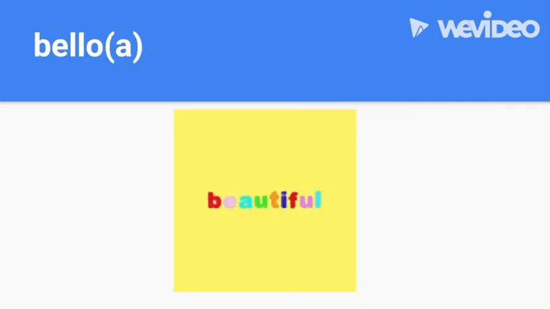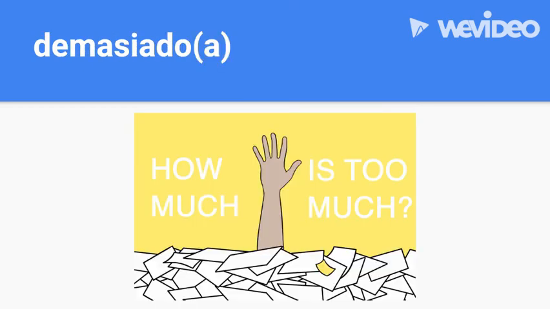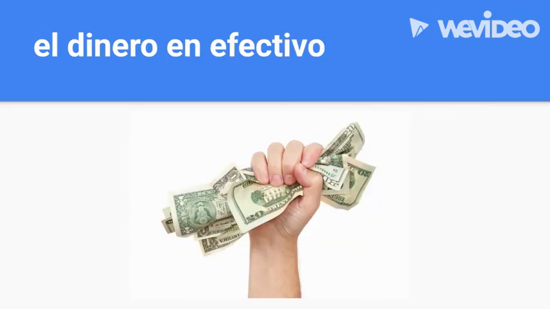Bello or bella means beautiful or very pretty. Caro or cara means very expensive, something that costs a lot of money. Demasiado, demasiada is too much, usually talking about the cost of something. El dinero en efectivo is cash, so paper money.